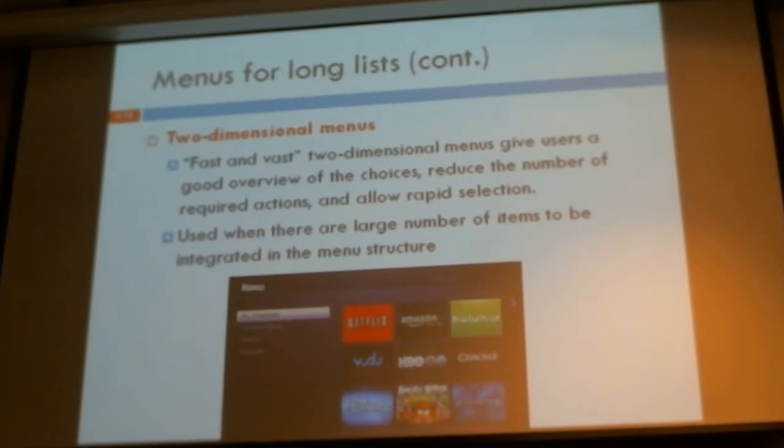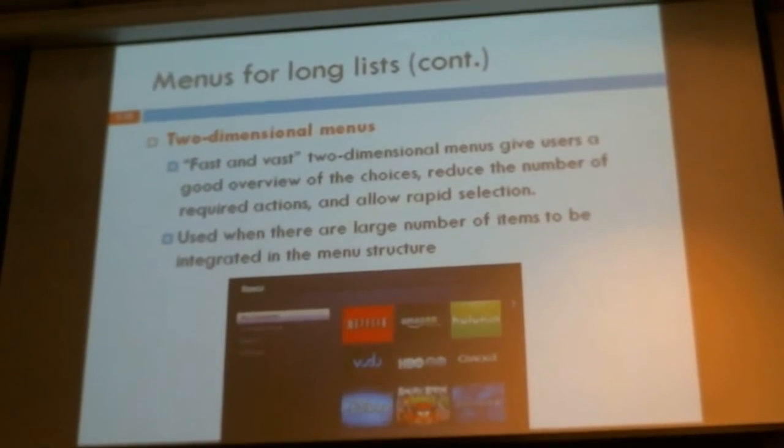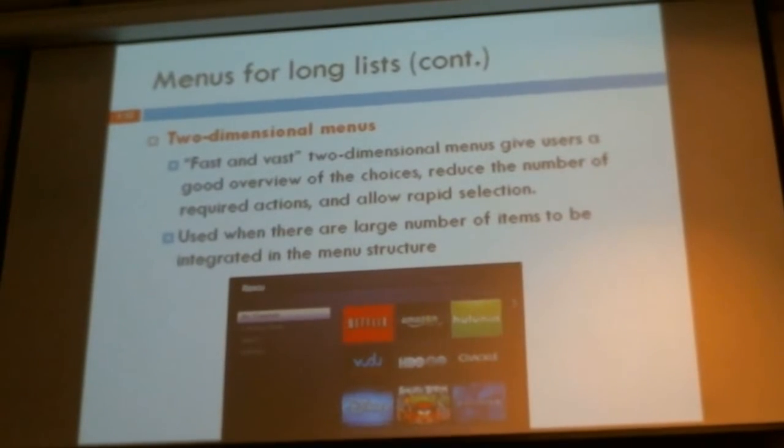There's also two-dimensional menus for fast and max, where there's two dimensions which gives the user a good overview of his choices, and then once you choose one, it can drill down into the other. Usually you'll see things going on like the Z and the Y axis at the same time, and it's used when there's a large number of items to be integrated into the menu structure. So this is an example of what?